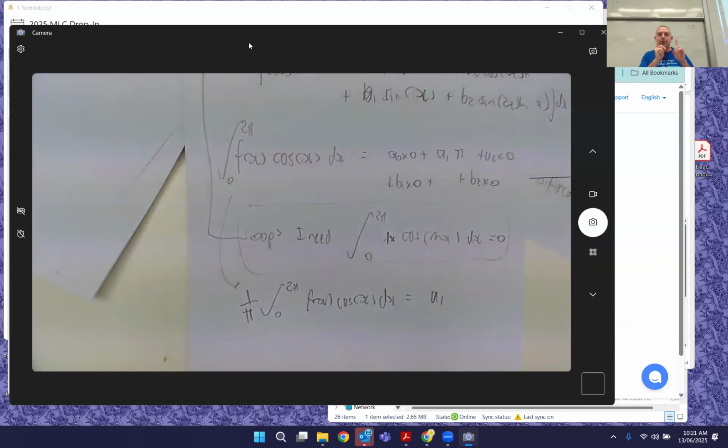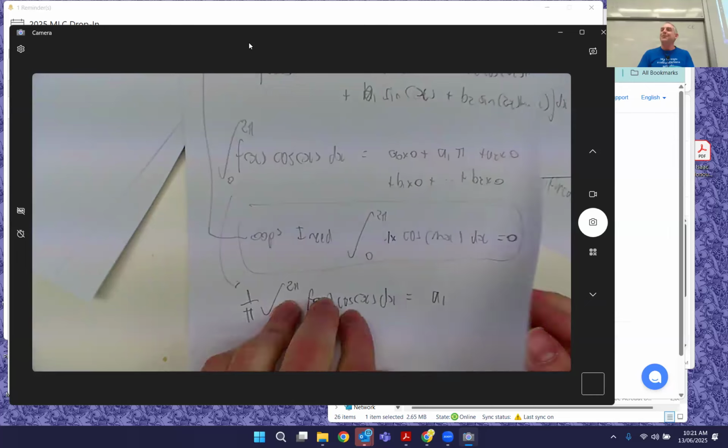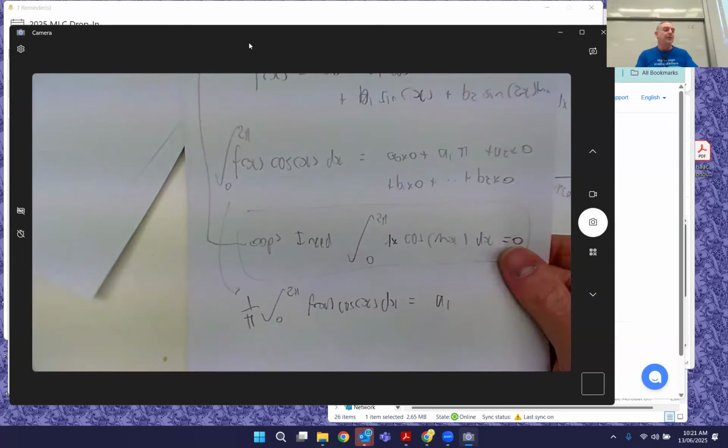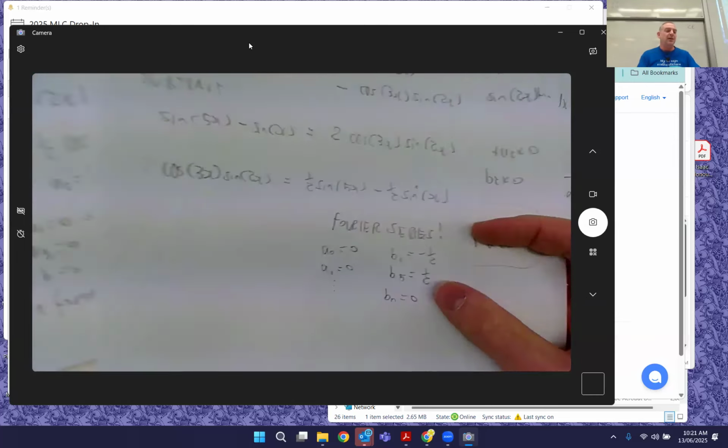Thoughts at this time or questions? Minus pi to pi, yeah, they go from minus pi to plus pi traditionally, don't they? Sorry, that's me thinking on my feet. Yes, it just has to be an entire period.